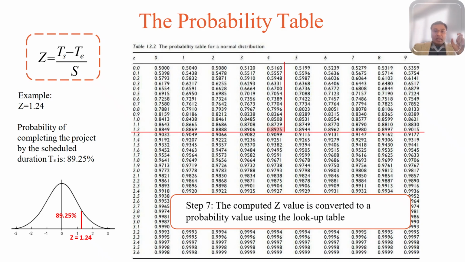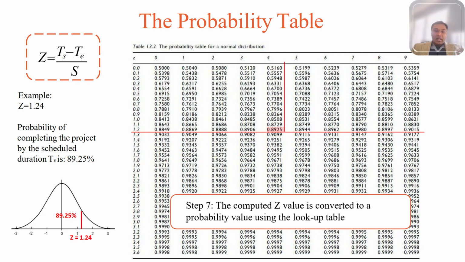So look at the example here. The z-score of a particular project comes out as 1.24, for example. Now you need to find the probability of completing the project using the probability table. You look at the value of z, so the z value is 1.24. Now you go down the z column and find 1.2, and then across the row you look at 4, since the columns go 0, 1, 2, 3, 4. And if you look at the number, it becomes 0.8925.